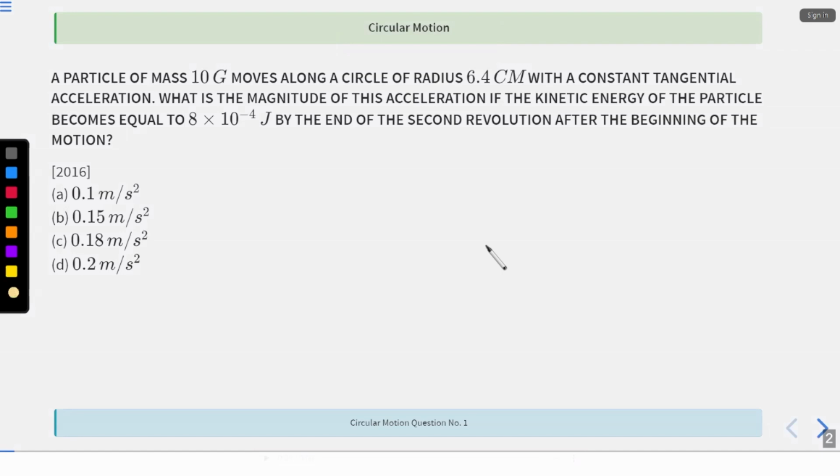PYQs of circular motion. Okay, so let's just hop on to the questions. The first question is, a particle of mass 10 gram moves along a circle of radius 6.4 centimeter with a constant tangential acceleration. What is the magnitude of this acceleration if the kinetic energy of the particle becomes equal to 8 into 10 to the power minus 4 joule by the end of the second revolution after the beginning of the motion? Okay, so here, we know the concept is again circular.